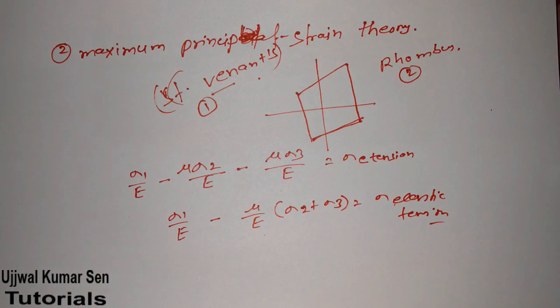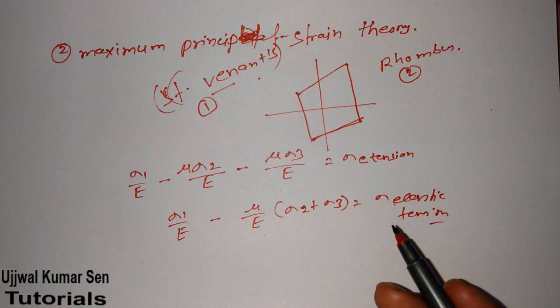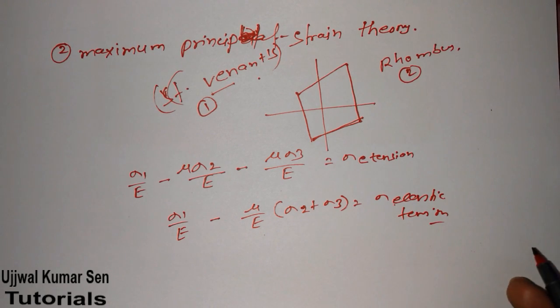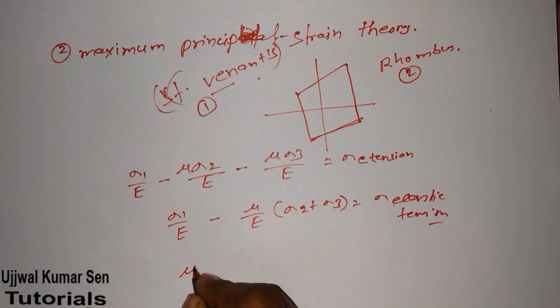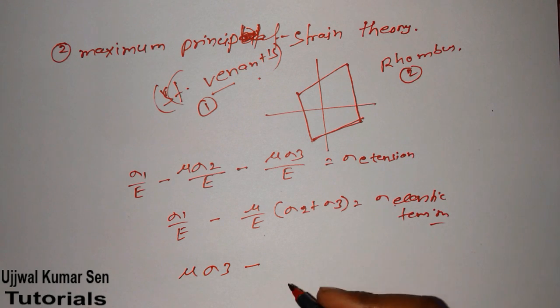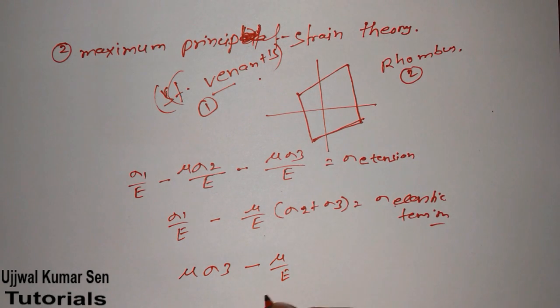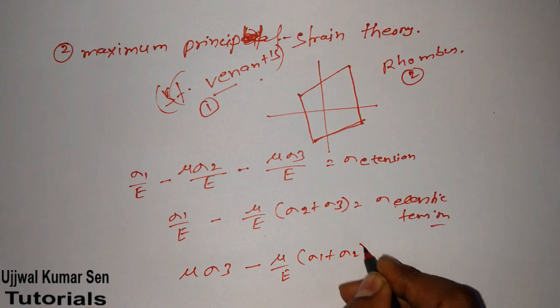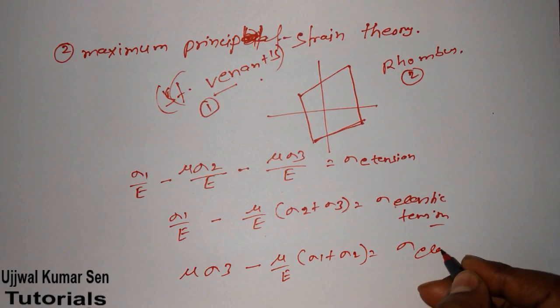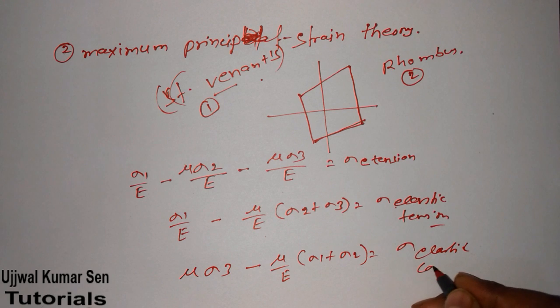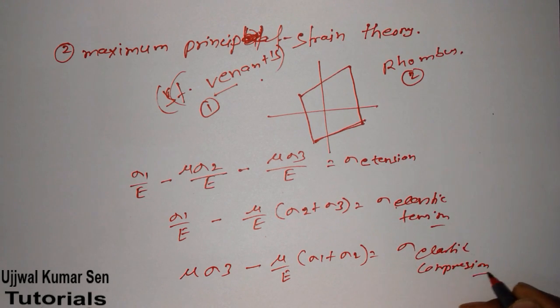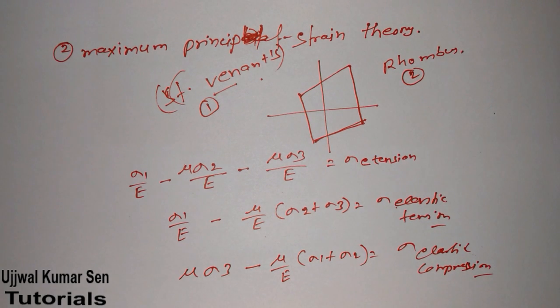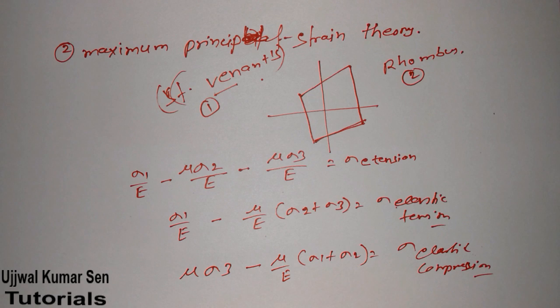So this is the principal strain theory. We got this one for tension. Now if we talk about compression, then we get just the opposite of it: sigma 3 by E minus mu by E times sigma 1 plus sigma 2 is equal to elastic limit in compression. So this is for principal strain theory, right?